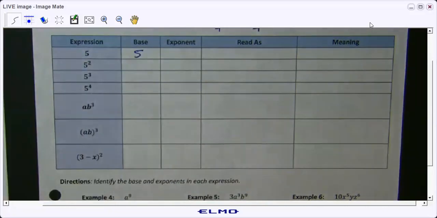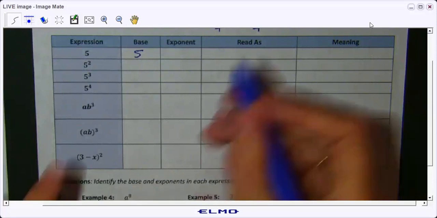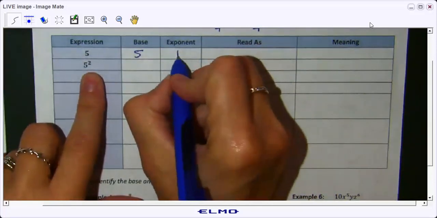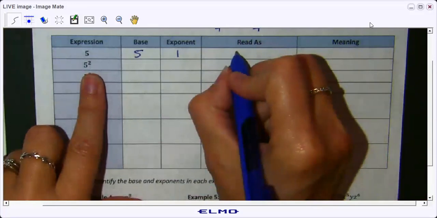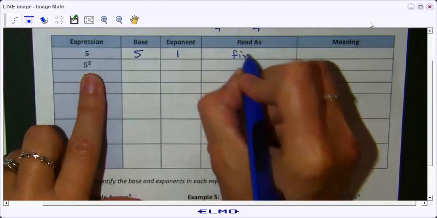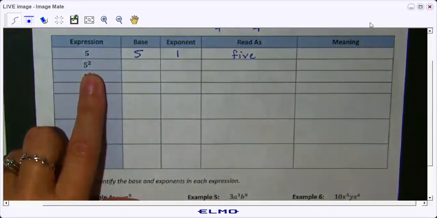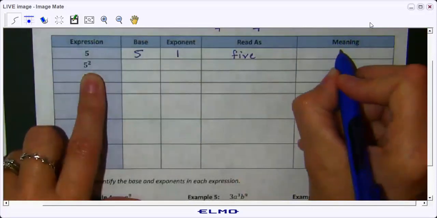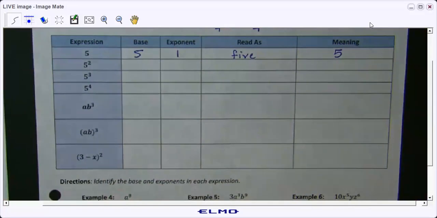Does anyone know what the exponent is when you don't see it? Yeah. 1, not 0, because if you have an exponent of 0, like 5 to the power of 0, the whole thing equals 1. So don't ever say 0, because then that changes the whole number. So the exponent here is 1. It is read as 5 in words. And the meaning, or what does 5 to the power of 1 equal? It equals 5. That's it. Simple.